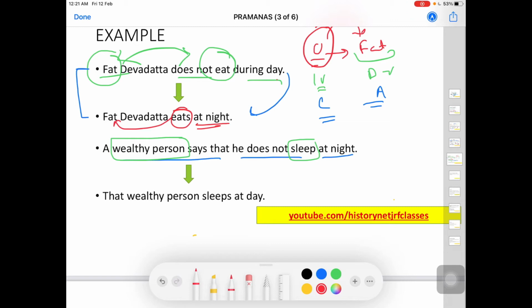And you also need sleep to work the next day. So if he is not sleeping at night, that means he must be sleeping during the day, and during the night he must be working, so that he is wealthy, he is rich. So here also we find out the cause and effect, and then we make an assumption.